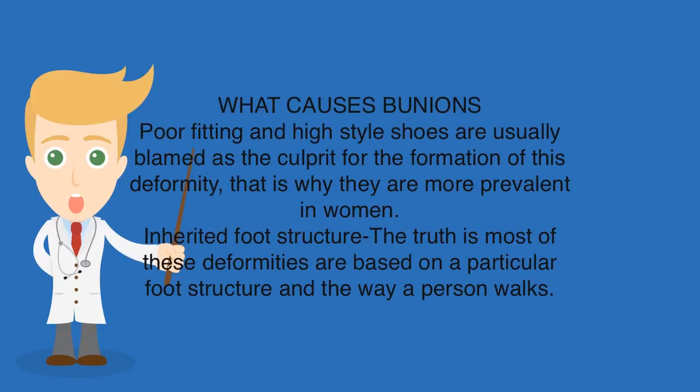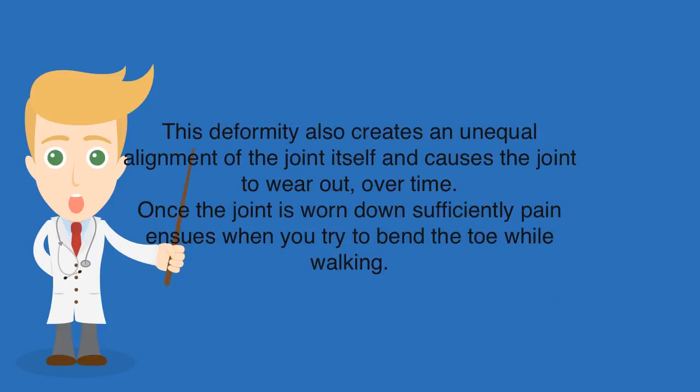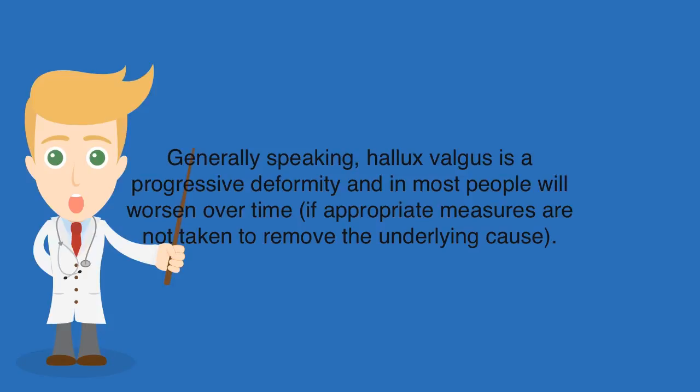What causes bunions? Poor fitting and high-style shoes are usually blamed as the culprit for the formation of this deformity, that is why they are more prevalent in women. Inherited foot structure. The truth is most of these deformities are based on a particular foot structure and the way a person walks. This deformity also creates an unequal alignment of the joint itself and causes the joint to wear out over time. Once the joint is worn down sufficiently, pain ensues when you try to bend the toe while walking. Generally speaking, hallux valgus is a progressive deformity and in most people will worsen over time, if appropriate measures are not taken to remove the underlying cause.